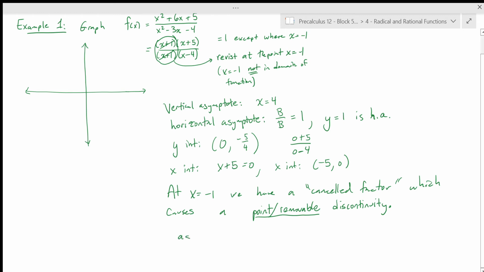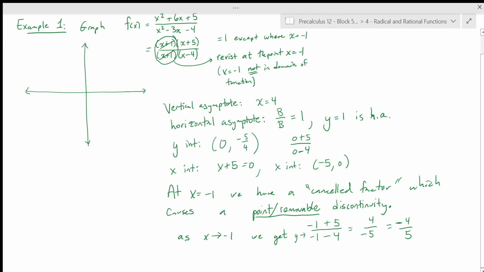So as x approaches minus 1, y is going to be approaching minus 1 plus 5 over minus 1 minus 4, which gives us a positive 4 on top and a negative 5 on the bottom. So that gives us a negative 4/5. Let's get those signs correct.